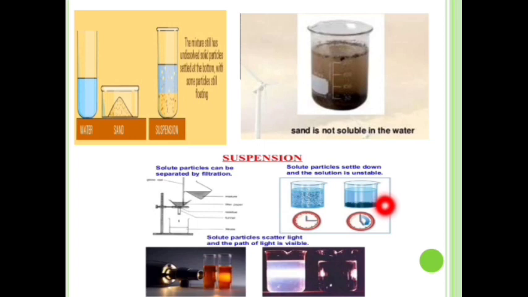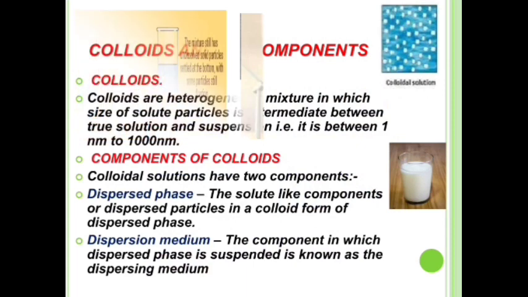Suspension is highly unstable. And its solute particles can be easily filtered through filter paper, and the residue is left behind in the filter paper, and the filtrate is collected below in another beaker. Then these two diagrams indicate that the solute particles show the Tyndall effect. When a beam of light is passed through this suspension, the solute particles, being bigger in size, can scatter the beam of light and show the path of light visible through the solution.